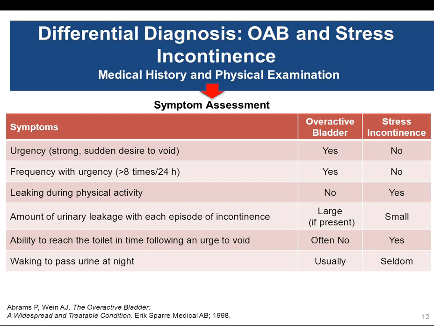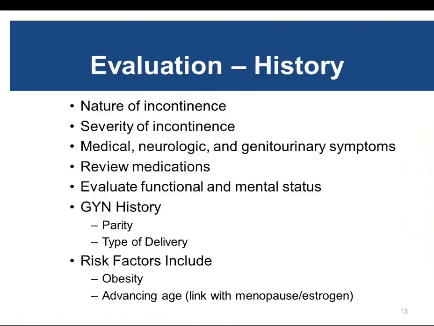Again, with stress incontinence, you will leak during physical activity, not necessarily true in urge incontinence. And then the volume of urinary leakage varies with the two different types of incontinence. With overactive bladder or urge incontinence, it is a large volume of urine, whereas stress incontinence is usually a smaller volume of urine. And then, again, running to the bathroom: often with urge incontinence, women have a hard time getting to the restroom before the loss of urine, and usually with stress incontinence, that's not the case, and you can reach the restroom before you have an accident. So those are kind of the symptom assessment and what questions you might be asked when you go to a primary care doctor or gynecologist or urologist.